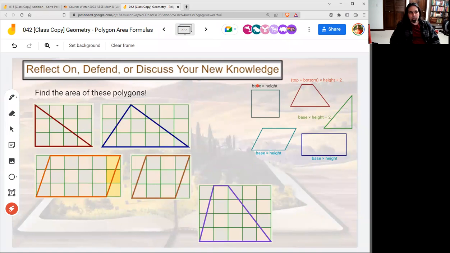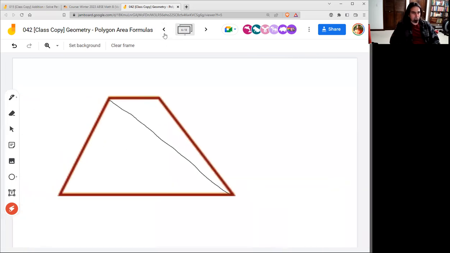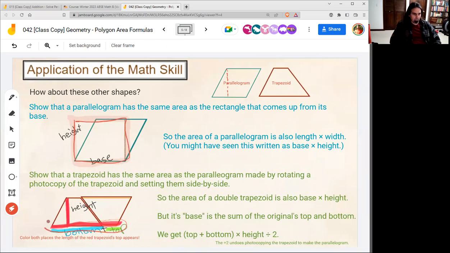So here's our summary page. Base times height for the square, the rectangle, and the parallelogram. Base times height divided by 2, or if you like the fraction version, half of base times height for the triangle. And something that is like base times height divided by 2 for the trapezoid, but what it's calling base is you have to add up the top and the bottom, because when you made the bigger shape, they were next to each other.